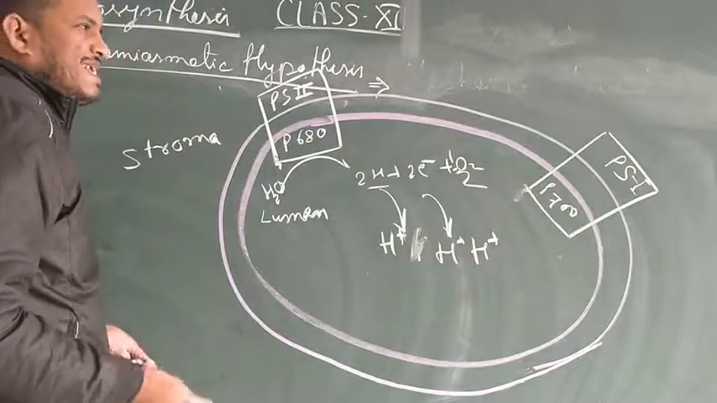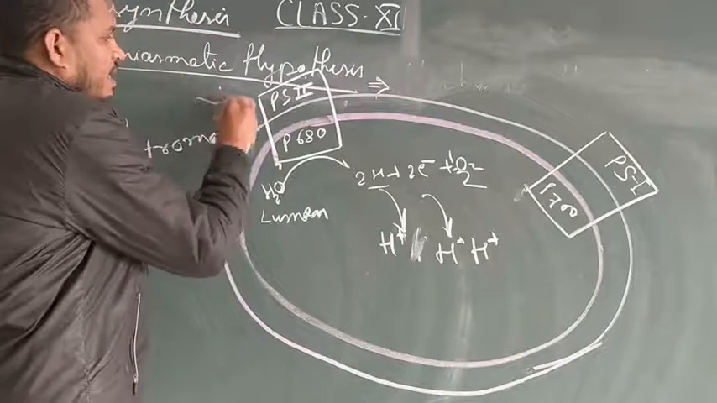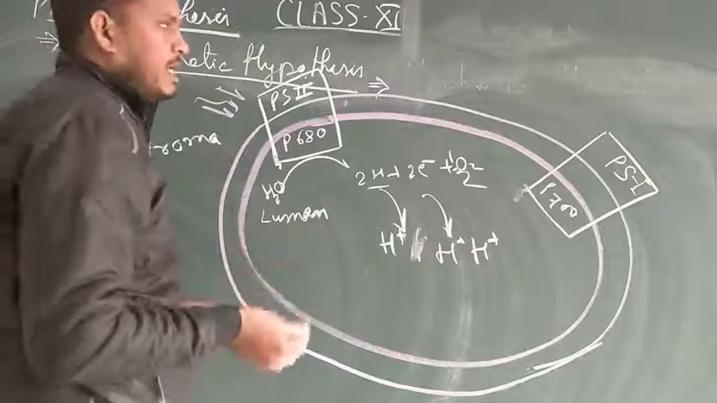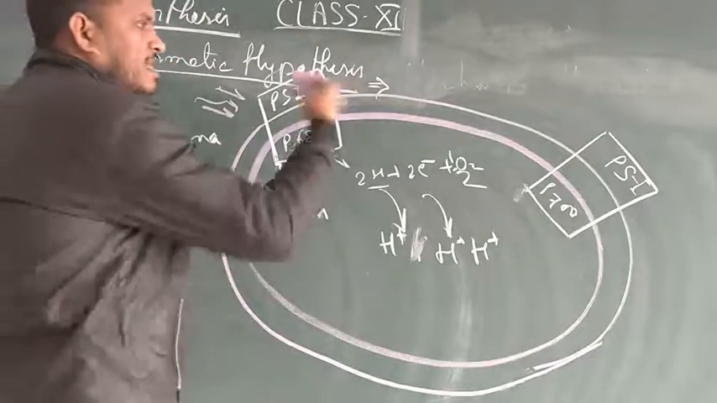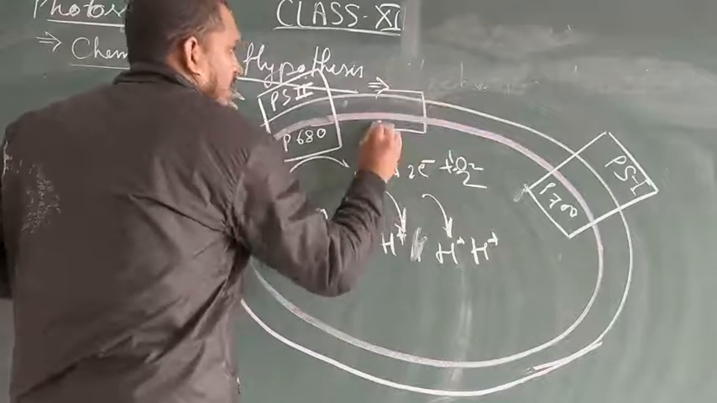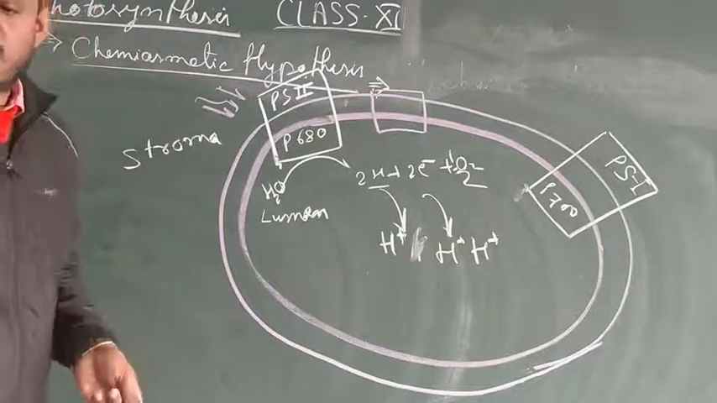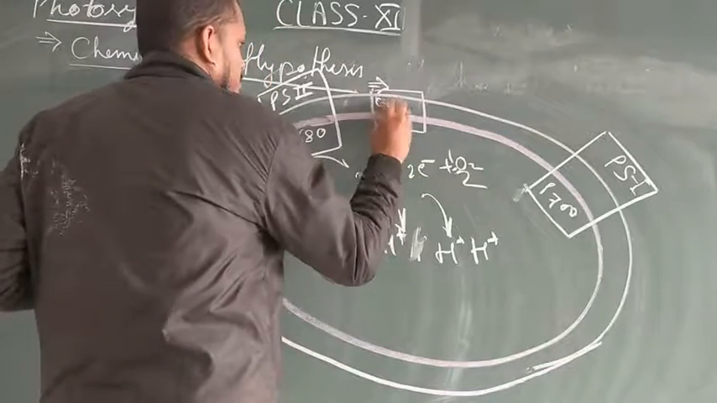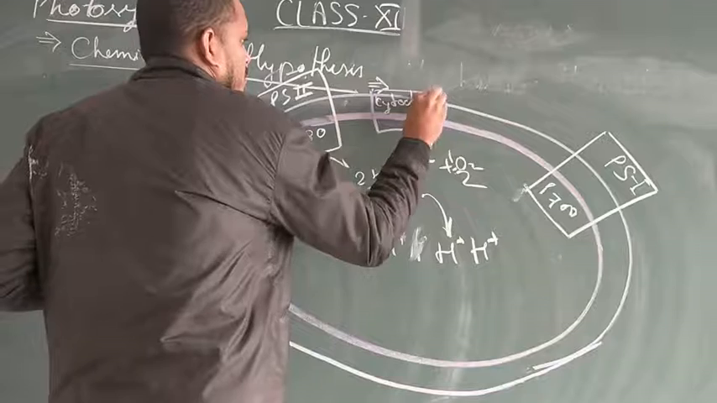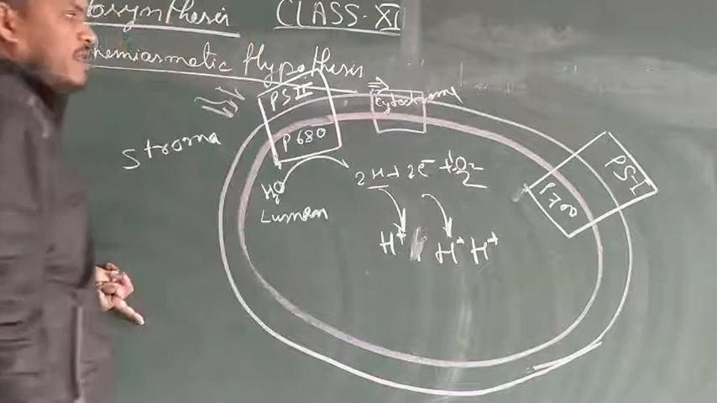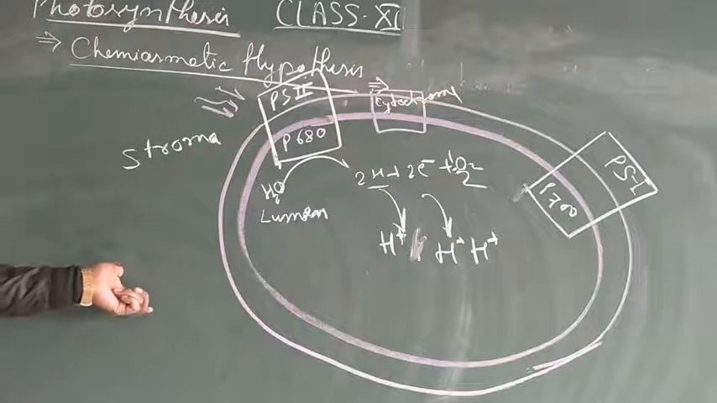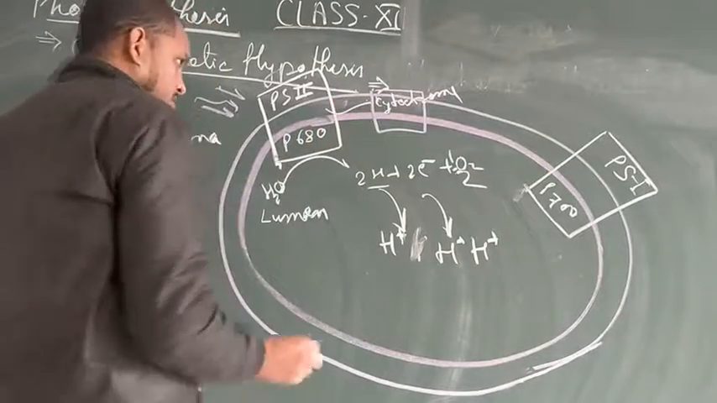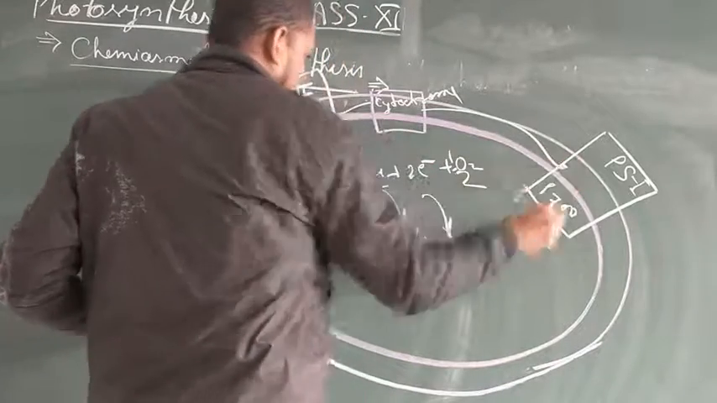Now, I told you that when photosystem 2 and photosystem 1 participate together, they form the jet stream. In between, when light energy falls, the electron gets excited, and there are electron acceptors present, known as cytochromes, like cytochrome B6. I told you there are electron carriers or acceptors which are known as cytochrome.